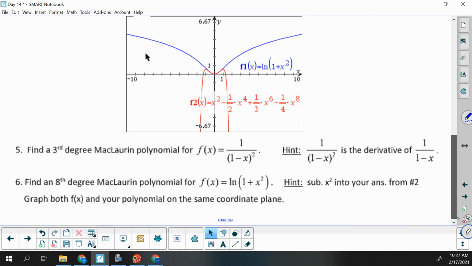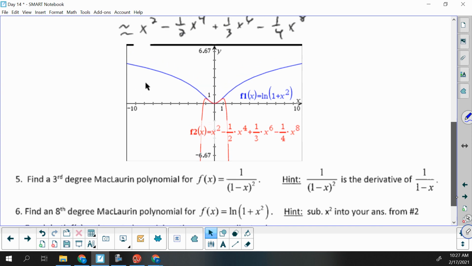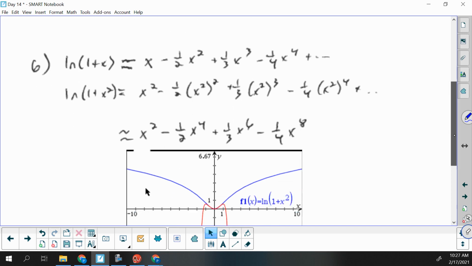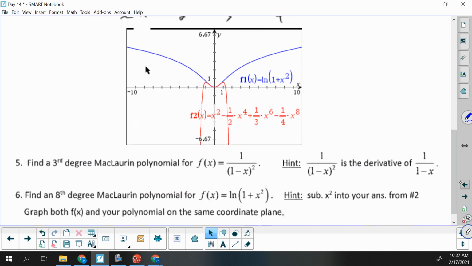And our last one, we just want to sub x squared into our one from number 2 to get natural log of 1 plus x squared. When you do that, neaten up and cut off at the 8th degree. And there's our graph of it. Notice close to the center, it's matching pretty well.